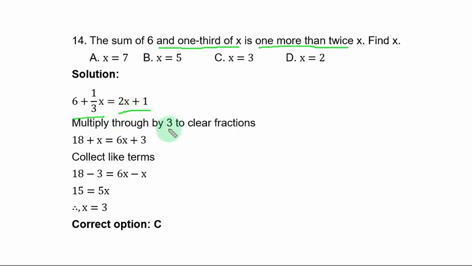Multiply through by 3 to clear the fraction. You have this result. Alright, you collect like terms. You have this result. If you subtract, you have 15 equal to 5S. Divide through by 5. S is equal to 3. C is the correct option.